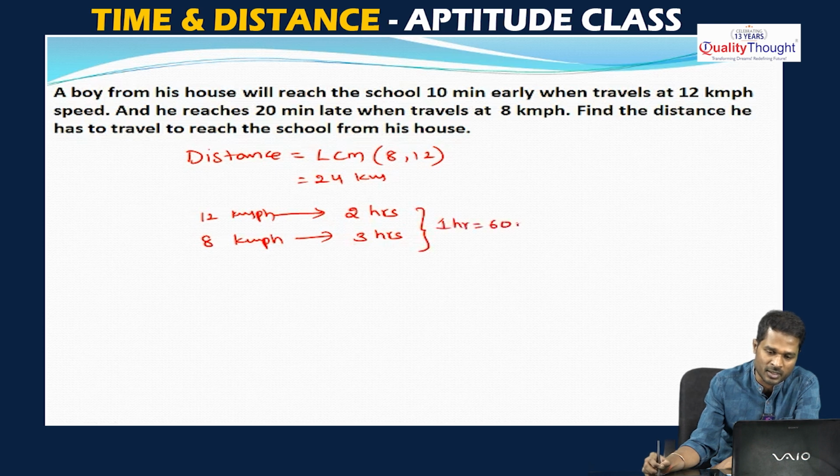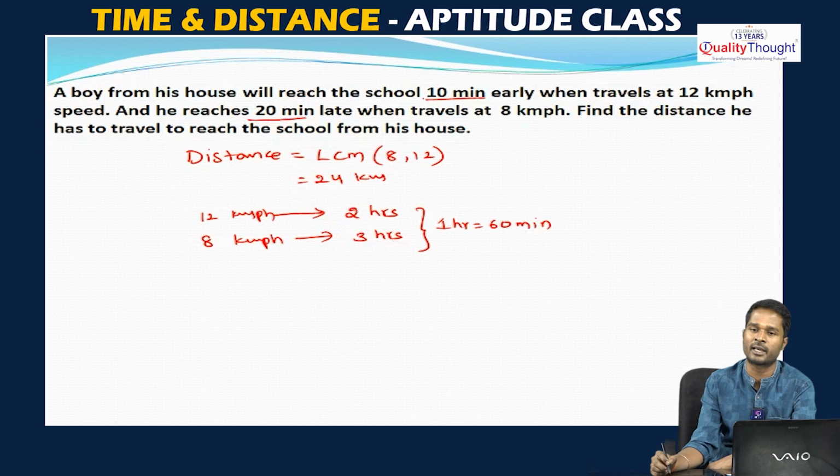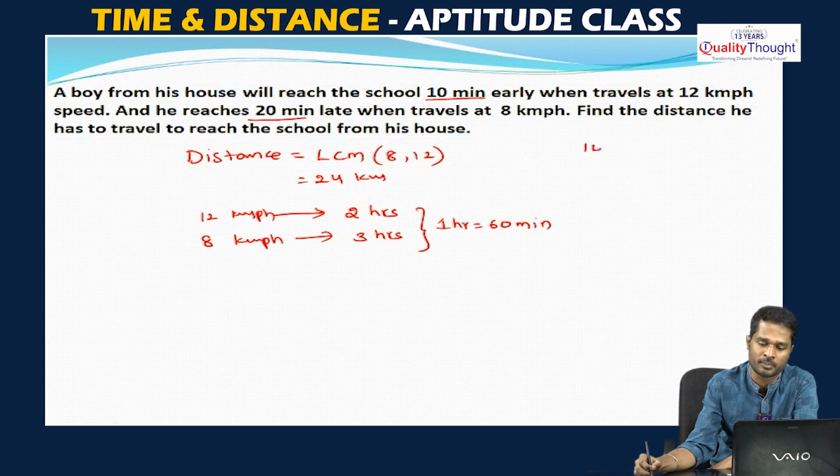Write it as 60 minutes. Why are we converting into minutes? In the question he has given that he reached 20 minutes late, 10 minutes early, like that. Now keep this 60 minutes aside. Now see, if the office timing is at 10 o'clock, for example, consider the office timing is at 10 a.m.